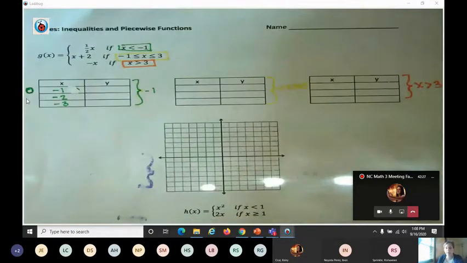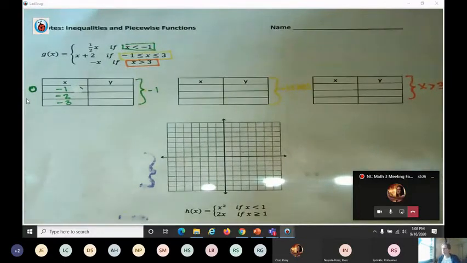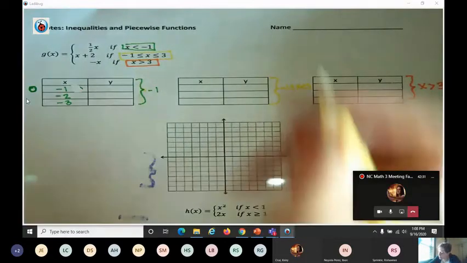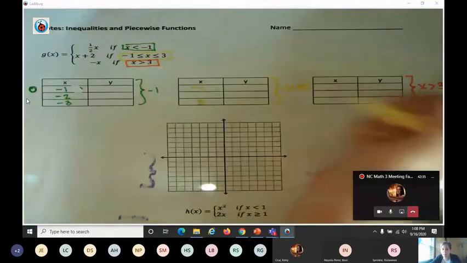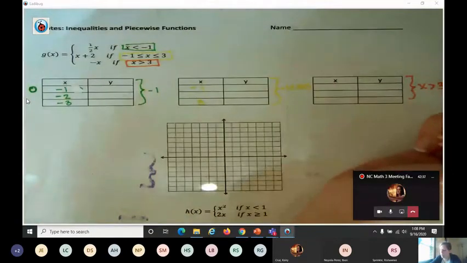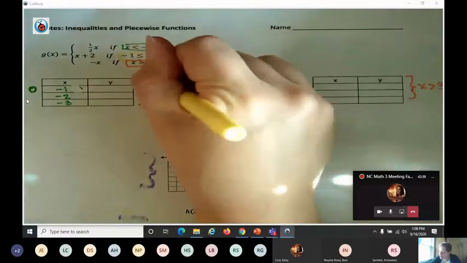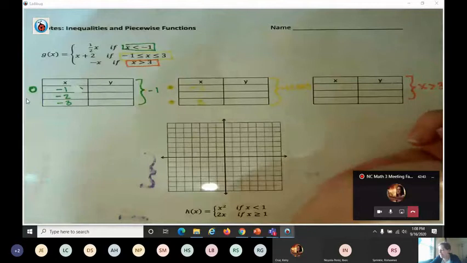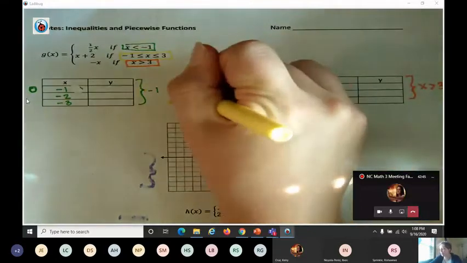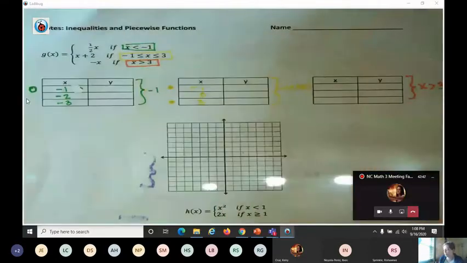Okay. Now for the next one, I need to include both -1 and +3 on my graph. Both of these will be closed circles because we have less than or equal to signs. And a number between those two is 0. So we'll put 0.